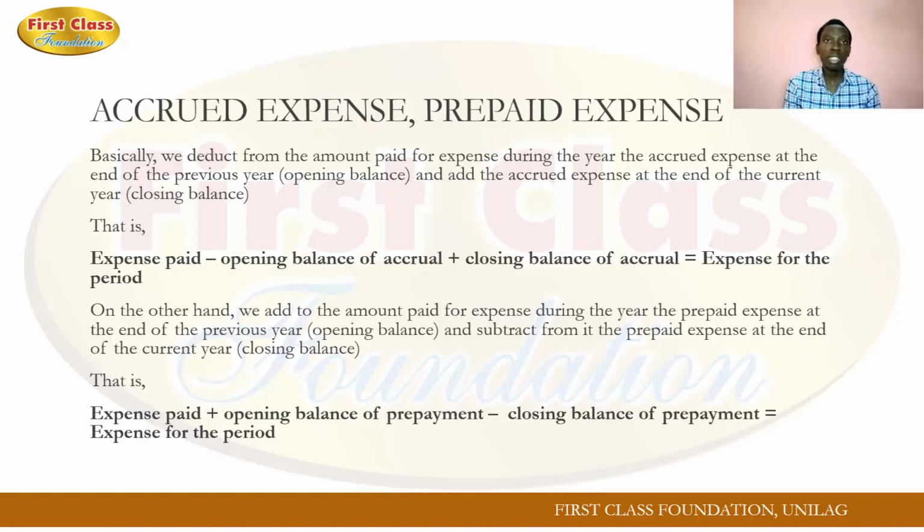For prepayment, on the other hand, the opening balance represents an amount that was paid for the next period. Last period, from the previous period, we paid more than the expense for that period, meaning we are paying for a future period. And the next future period is this year, which we are preparing. So we are adding that to the expense paid, and then we are subtracting the closing balance of prepayment. Closing balance of prepayment implies that we are paying for the next period, and so that's why we are subtracting that. So I believe that is clear.